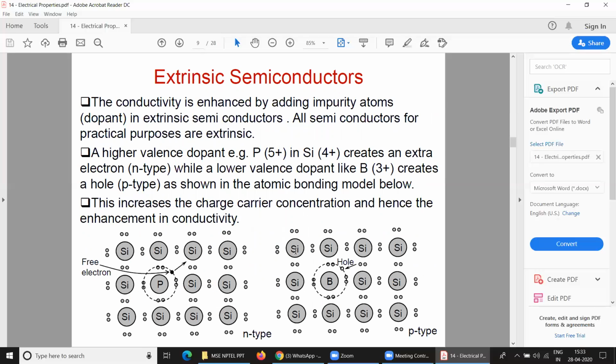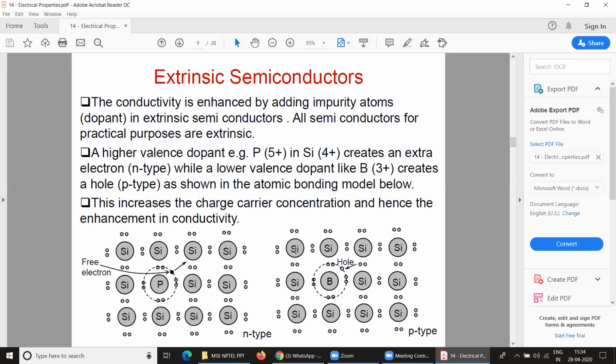That is extrinsic semiconductor. The conductivity is enhanced by adding impurity atoms, that is called a dopant, to an intrinsic semiconductor. All semiconductors for practical purposes are extrinsic. A higher valence dopant, like P in Si, creates an extra electron, while a lower valence dopant like B creates a hole, that is p-type, as shown in the atomic bonding model below. Just look at the atomic bonding models.